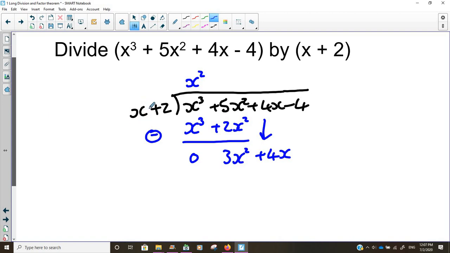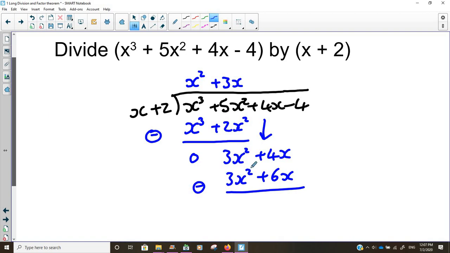So again, we're taking the x in x plus 2, and we're comparing it with the first term, but on this bottom line. Okay, we're always working on the bottom line. So x into 3x squared is 3x. And now we take the 3x and we multiply by x plus 2. So we're going to get a 3x squared plus a 6x. And again, we need to subtract. So I'm going to put a little minus sign on the left there.